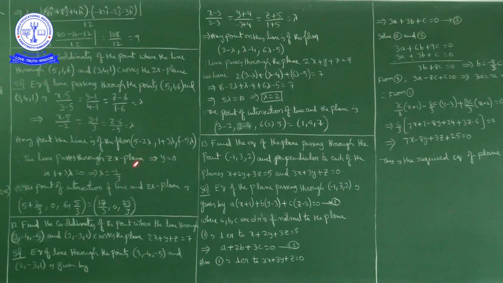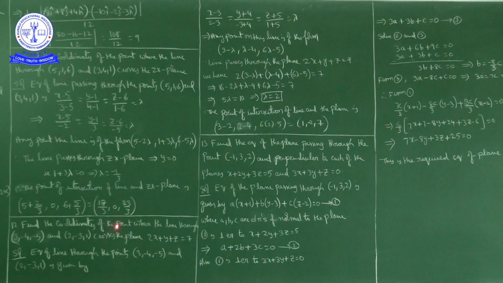The point of intersection of line and zx plane: in place of lambda, substitute minus 1 by 3. So what we get? 5 minus 2 into minus 1 by 3 is 5 plus 2 by 3, 17 by 3. Y ordinate 0 and z ordinate 6 minus 5 lambda, 6 minus 5 into minus 1 by 3, so minus of minus, plus 5 by 3. 6 plus 5 by 3, 18 plus 5, 23 by 3. So the point is 17 by 3, 0, 23 by 3. This is the point where the line joining two points crosses zx plane. Okay. Next question.